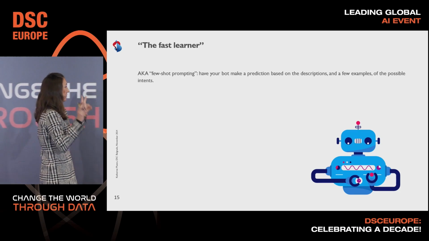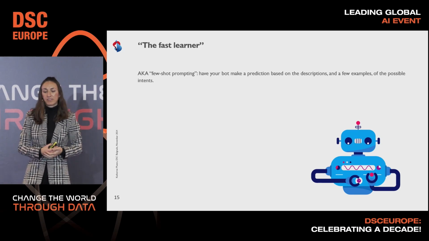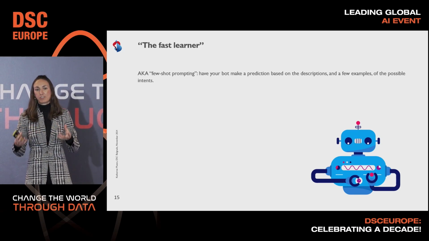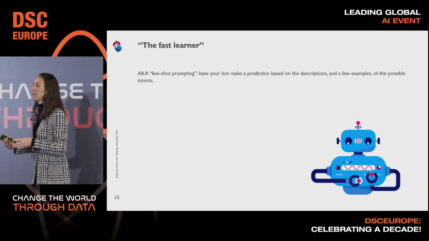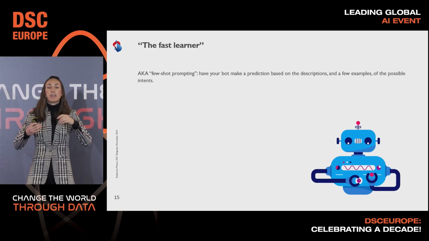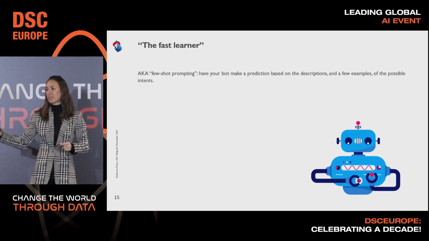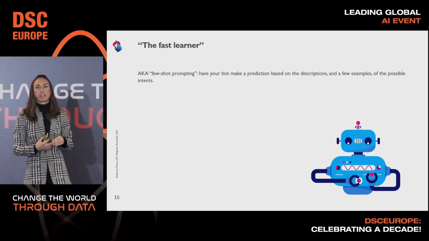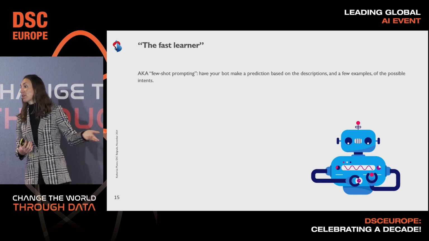Then we have the fast learner, which is my own name for few-shot prompting, which we're all familiar with. In this case, you're just giving the bot a bunch of descriptions and examples in your prompt and asking it to make a classification. So you're saying these are the different possible intents. If a customer calls about tech issues, the label is tech. If they call about admin issues, it's admin. And you can give some examples like, for example, if the customer says, I want to update my address details.